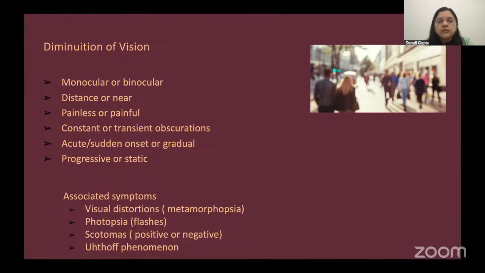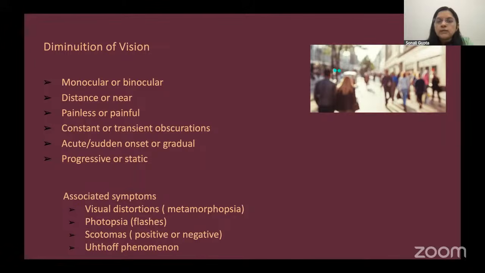If we take up each of these points separately, if it is a monocular visual loss, then we think more of a localized optic nerve pathology on one side. But if it is binocular, then sometimes the lesion can lie posteriorly, or it is more commonly associated with systemic diseases like toxic or nutritional causes. Then, painless or painful. Pain shows some inflammation is going on, so a neuritis is happening. So it points us more towards a typical optic neuritis. Then transient obscurations we discussed, which are more in terms of papilledema.